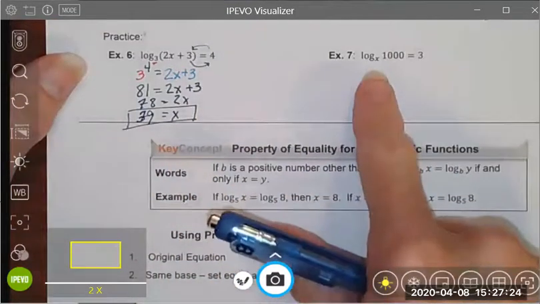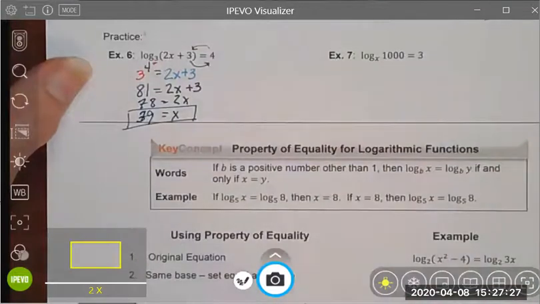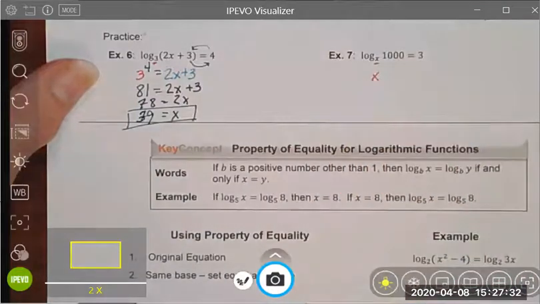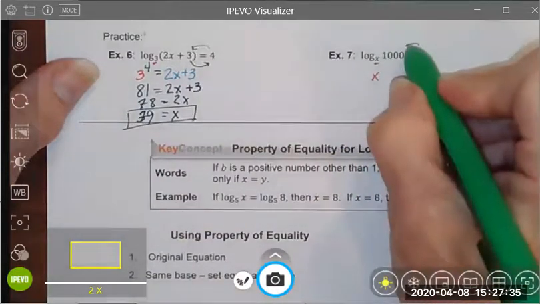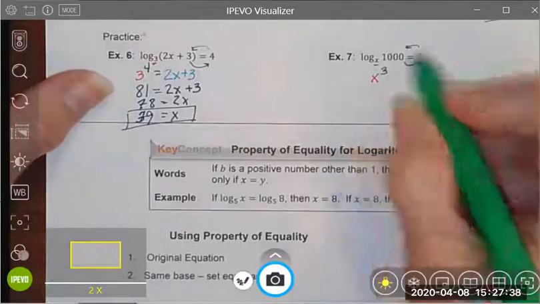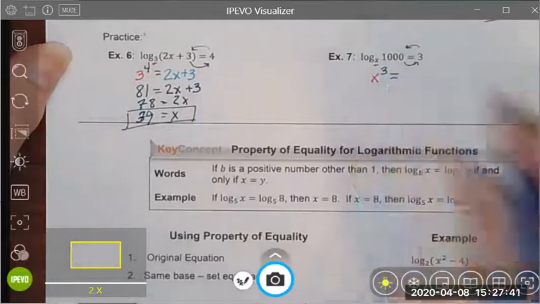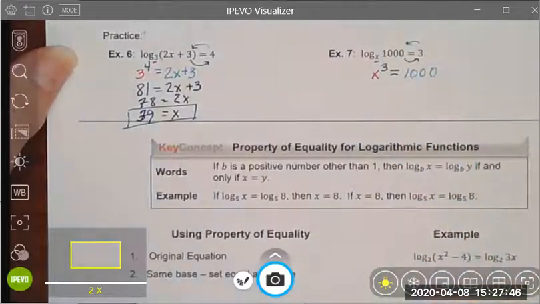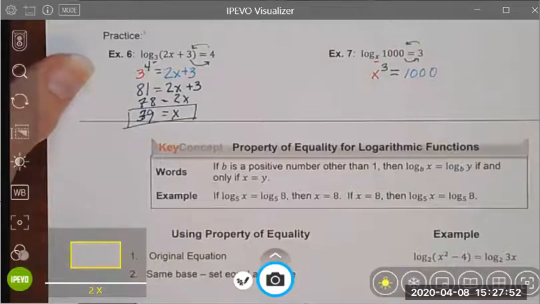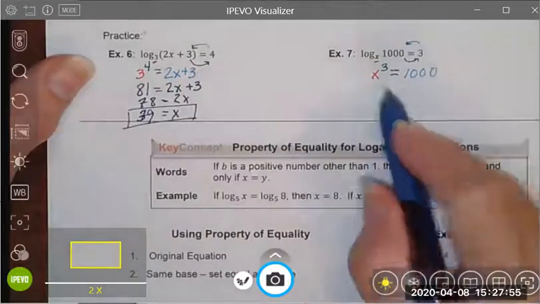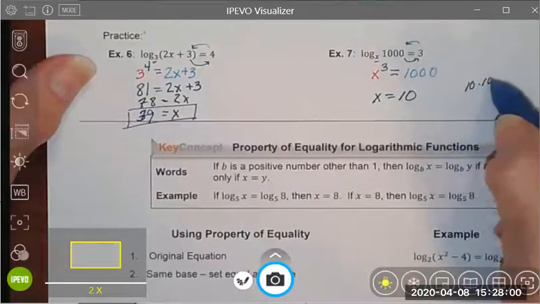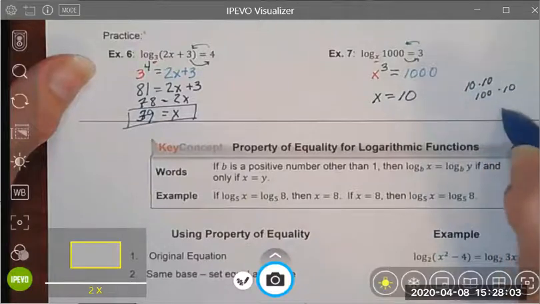Let's try example 7. I first need to write it as an exponential equation. X is my base. I'm going to do my log roll. My exponent becomes 3, and x to the 3rd power is going to be equal to 1,000. Again, referencing your chart that has your squares and cubes on it, you'll easily see that x is equal to 10. 10 times 10 is 100, times 10 is 1,000.